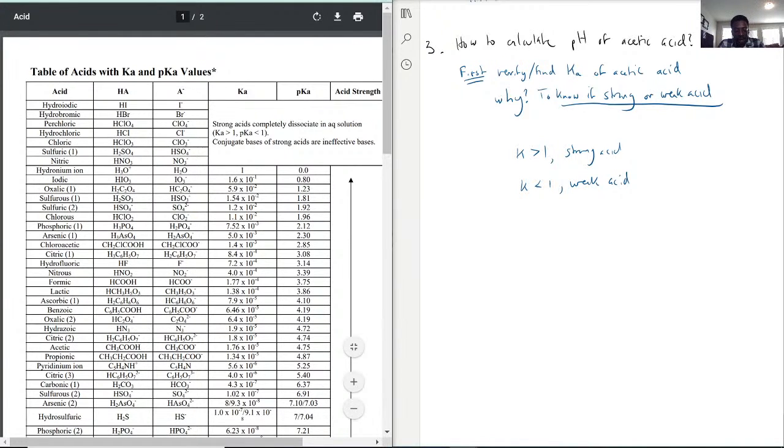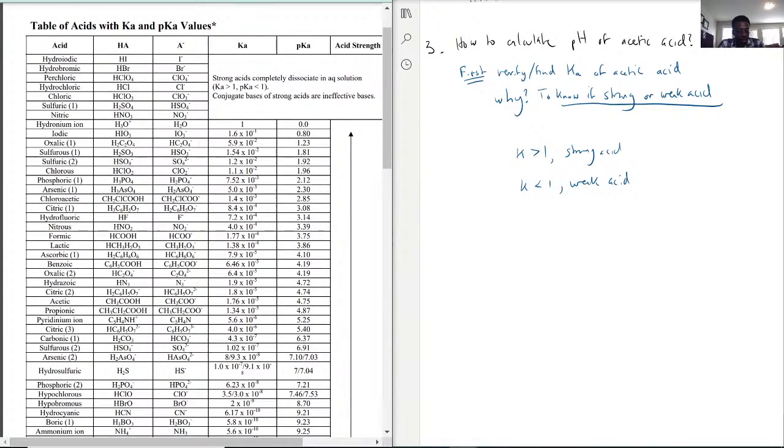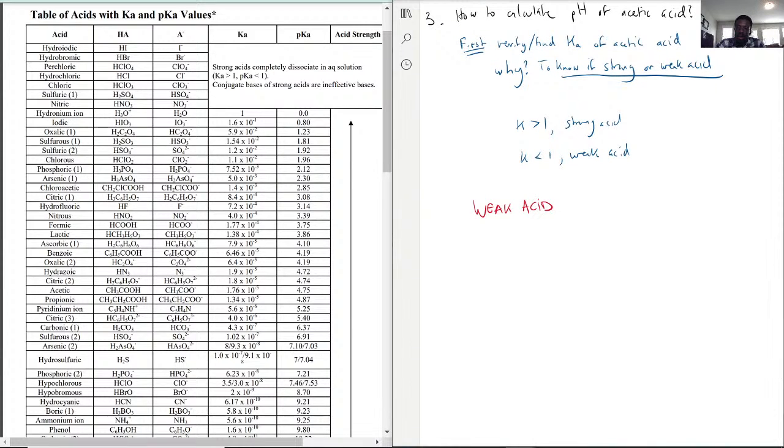So, for acetic acid, where is it here? I think I passed it already. There we go, acetic acid. It has a value of 1.76 times 10 to the negative 5. So acetic acid is a weak acid. Now that we know that, we need to use the corresponding equation for the dissociation constant.